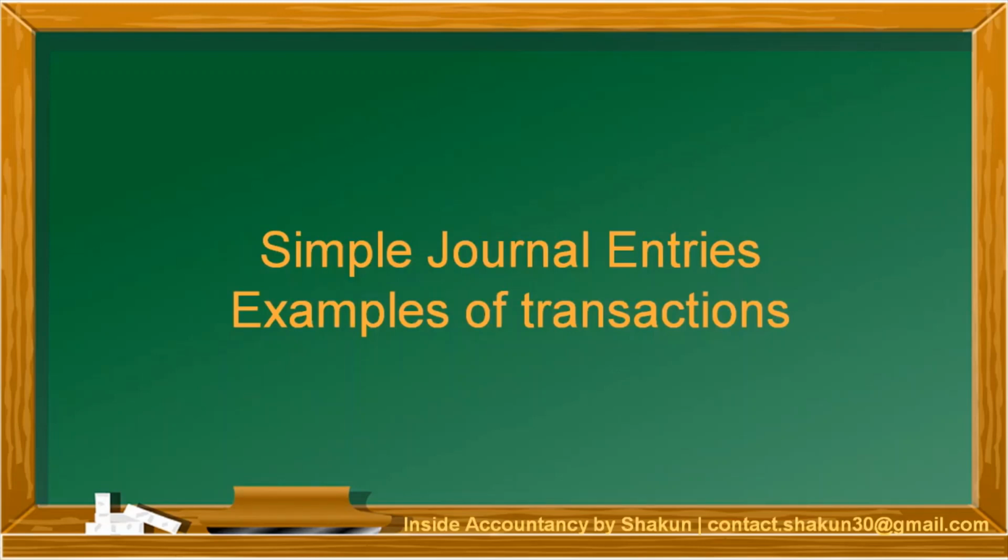Simple journal entries are those entries where in one transaction there are only 2 accounts that are affected. One is debit and the other is credit. So in simple journal entry, only 2 accounts appear, debit and credit, and we shall talk about these journal entries with the help of certain examples.